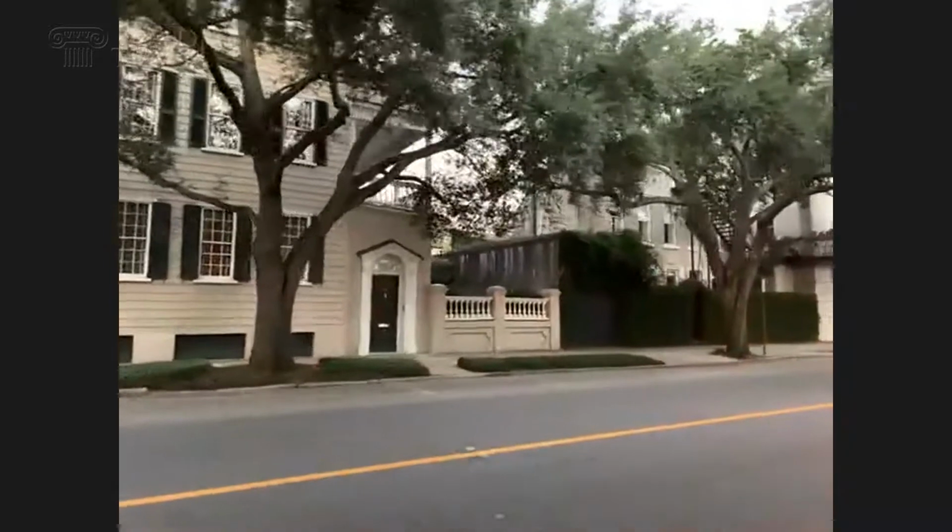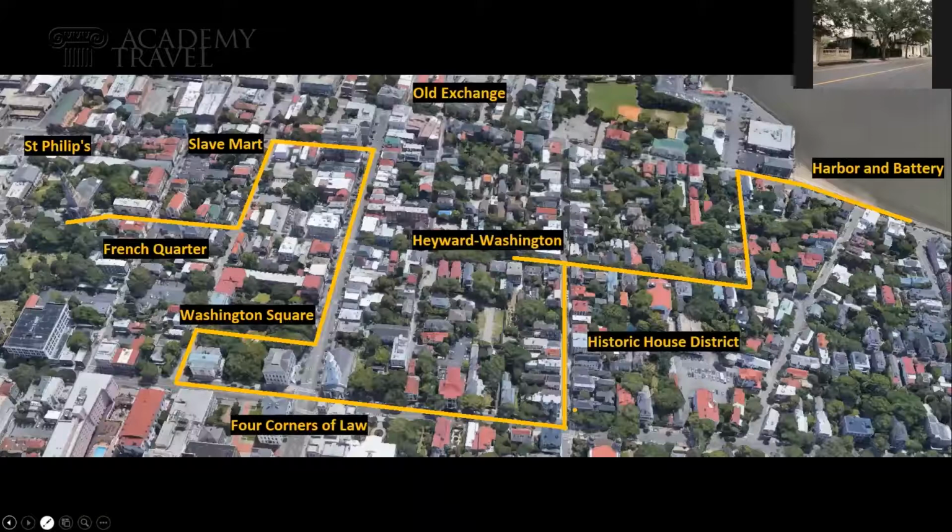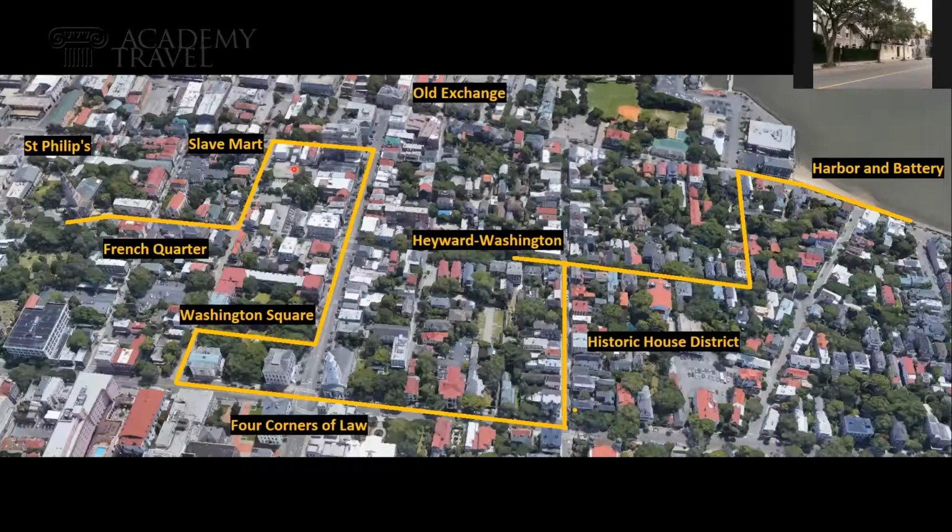Yeah, okay. I'll quickly show everybody the route that we're taking in the city, so it gives everyone a bit of an idea of where we've come. So we started out at St. Phillips Church, came down to that French Quarter, the Slave Mart. That's got to be one of the most fascinating things there. Down to Washington Square, the park with the memorials, the four corners of law.